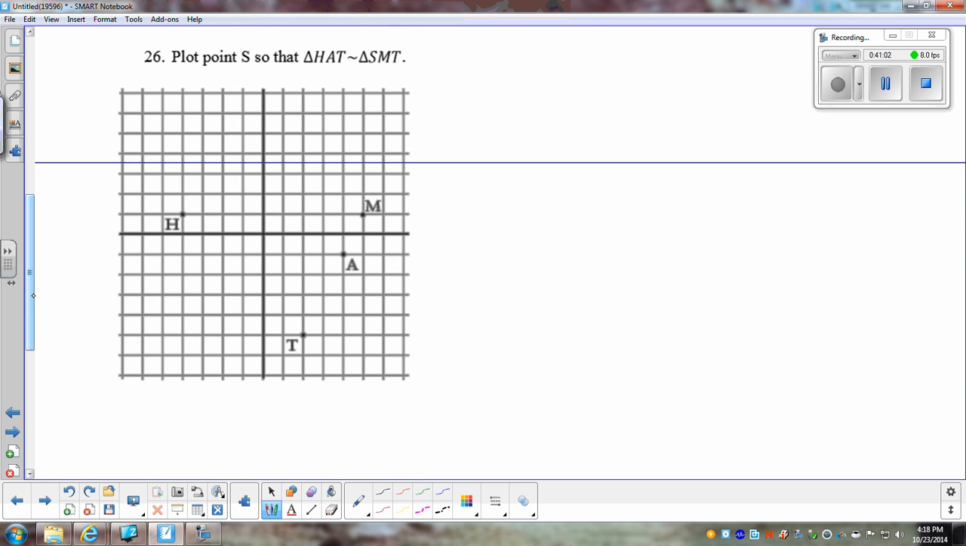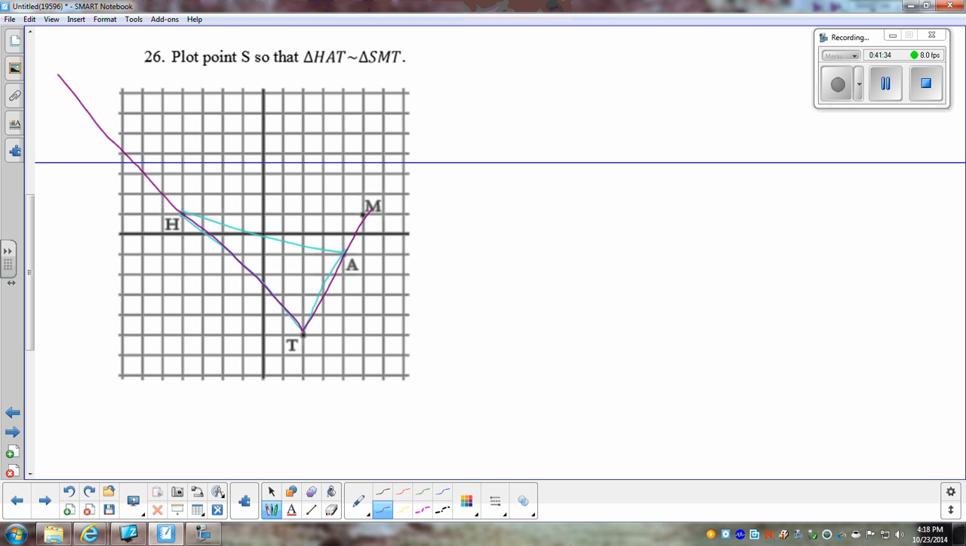All right, 26, last problem. 26, I plot point S so that triangle HAT is similar. So be careful, because this time, even though M and H are horizontal, on the same line, I don't want to match up H and M. I want to match up HAT. So I want to make my triangle SMT. I know that S has to be somewhere on that line. And again, I'm going to show you both ways.